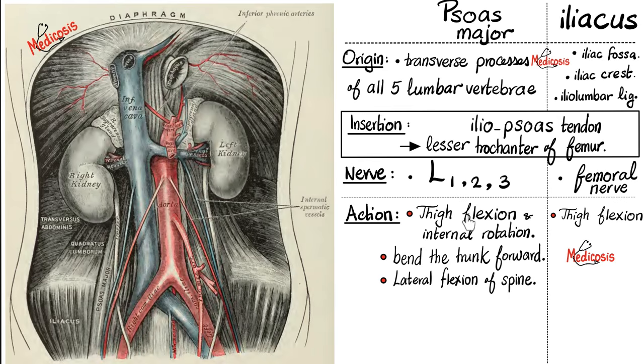The action of the psoas major, acting from above, it can flex your thigh, i.e. flex your hip, i.e. bring your thigh closer to your abdomen. And it's not just pure flexion, it is flexion with some internal rotation. Acting from below, it can bend your trunk forwards towards your thigh. If only one psoas major acted alone, it can bend your trunk sideways. That's lateral flexion of the spine.